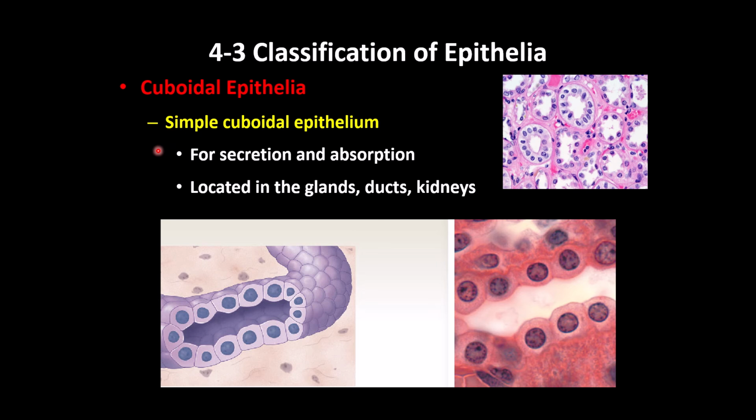Okay, the cuboidal again divides into simple cuboidal and stratified cuboidal. You can see this is one layer, and this is a duct. This is empty inside. There's a cavity there. So this is the hollow organ that I was talking about before. And this is one layer of the cuboidal epithelium, simple cuboidal. So this again is a duct similar to this one, and this is just one layer here.